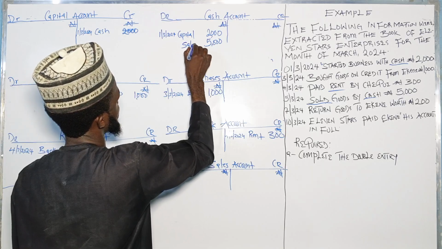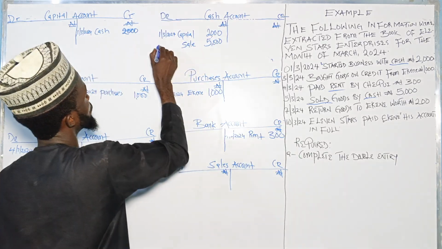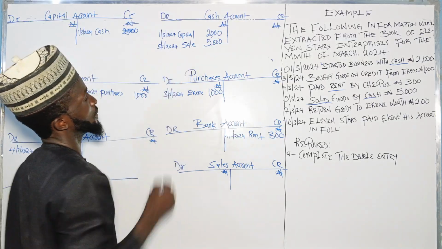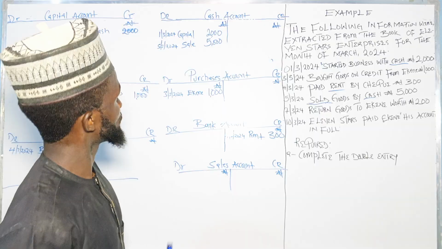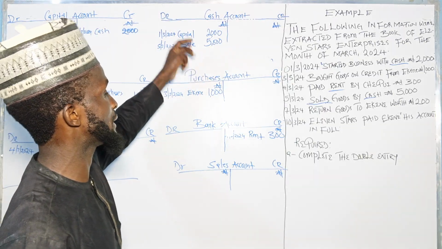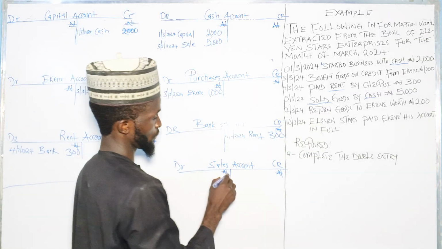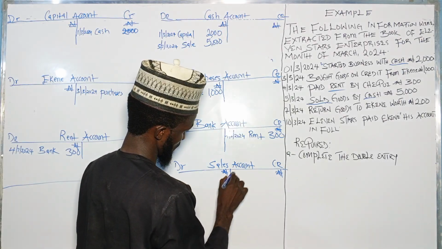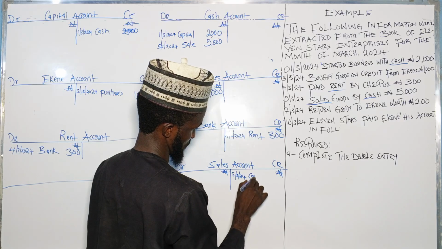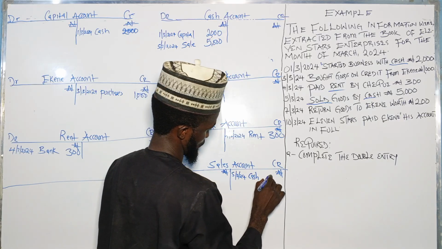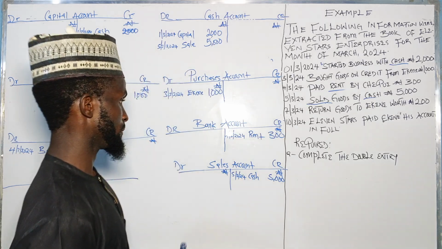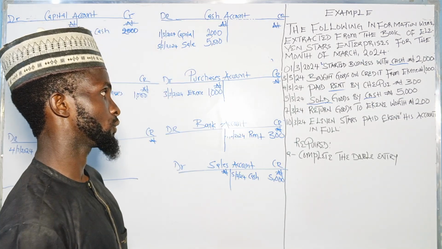Sell on the 5th. Debit the corresponding entry. You are going to credit sales account, and you come and credit sales account with 5,000. We are done with this transaction also.